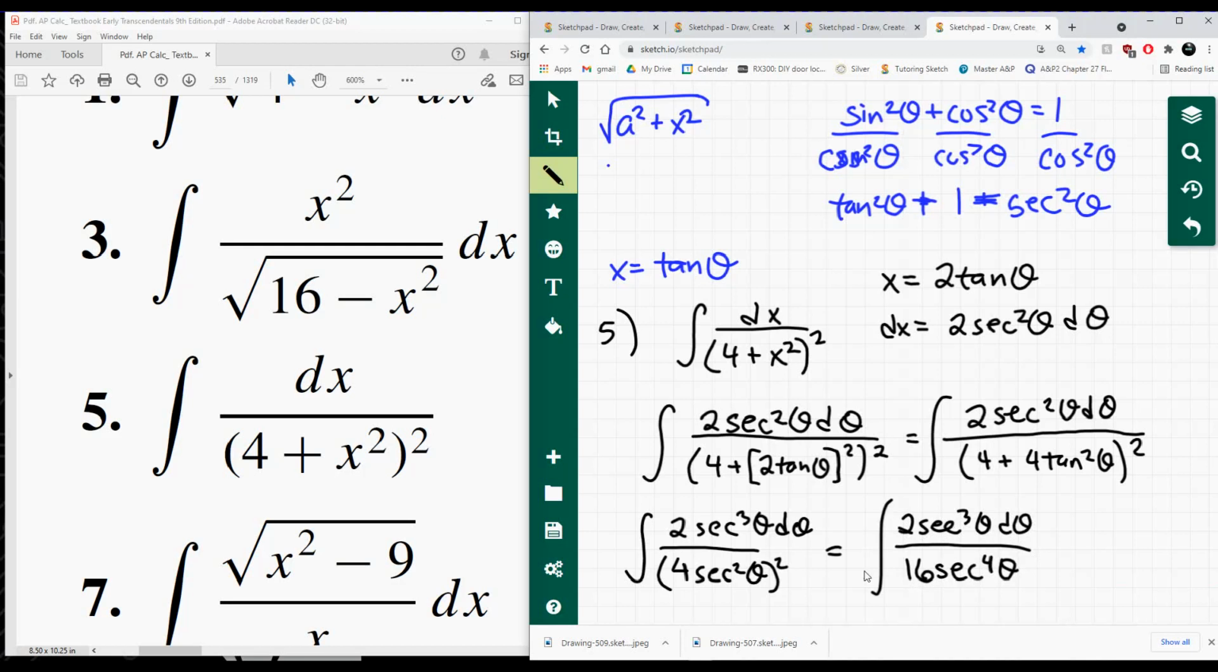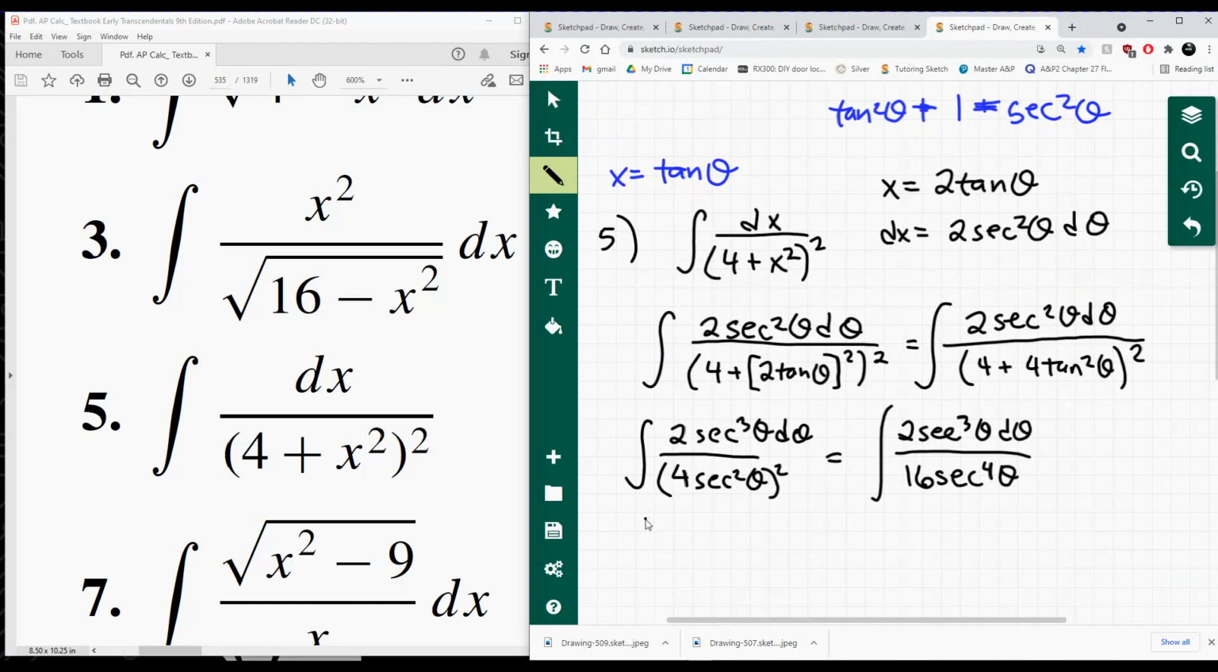And so we see we have a secant cubed in the numerator, we have a secant fourth in the denominator, so that's going to leave us a 1/8 integral of a remaining secant in the denominator d theta, and this will simply just be 1/8 integral of cosine of theta d theta. That's an easy integral that we like to do.